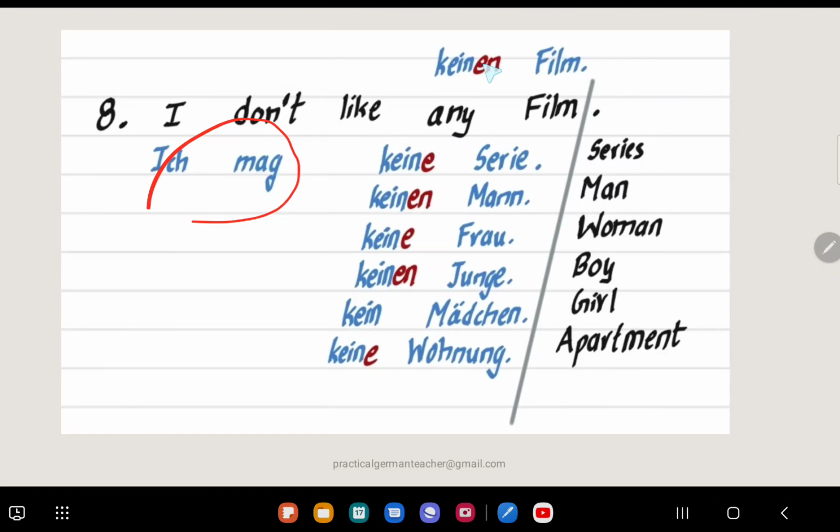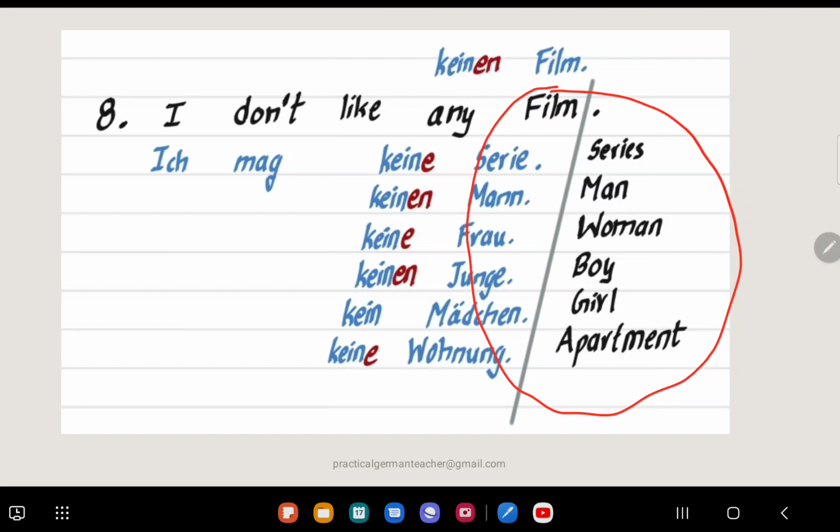So ich mag keinen, because here all the objects are in accusative case, and film becomes keinen because it's masculine. Serie, it's still e because it is feminine. Man because masculine, so en. Again, I hope you never have to say all of these examples in real life, but you can use better examples. What I'm trying to do is explain the grammar to you with simple sentences.